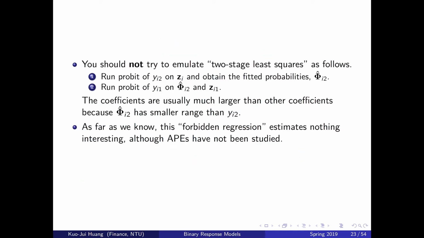Here's a warning. You should not try to emulate two-stage least squares as follows. First, run the probit of y2 on z and obtain the fitted probabilities phi2 hat, and then run the probit regression of y1 on phi2 hat and z1.